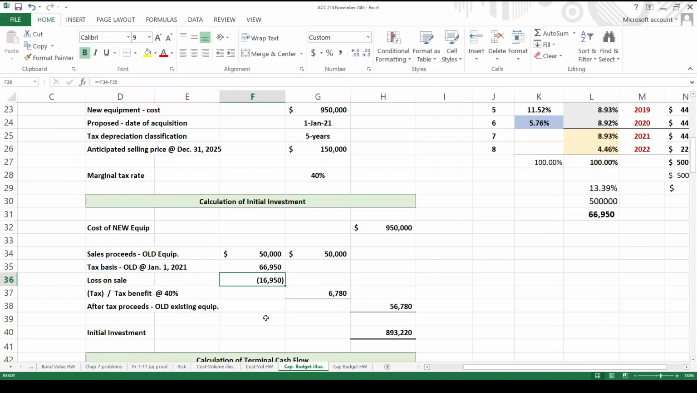All right. So if we had a loss of 16,950, bad news. Good news is we're going to apply that to other taxable income. We're going to get a tax benefit. So you add the two numbers together. There's your proceeds, deduct from the 950, and we're good to go. But we're going to use the 120. So I'm going to install this number as my initial investment.